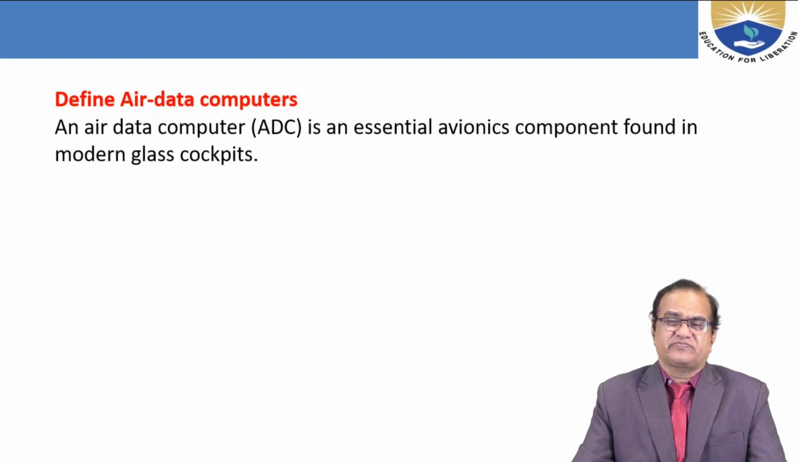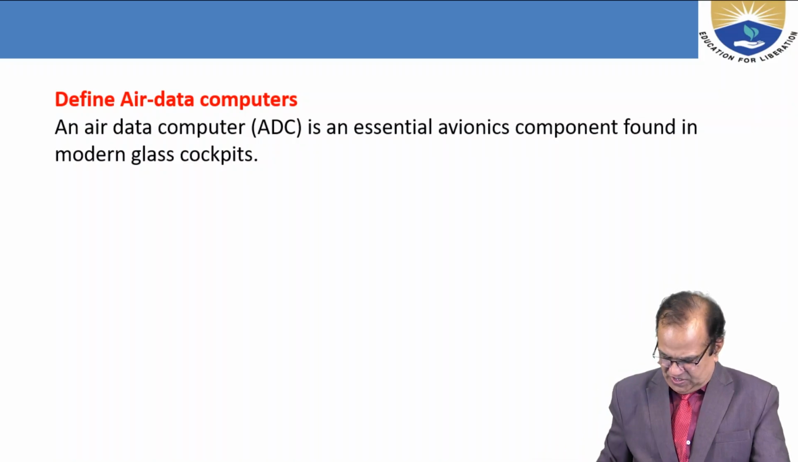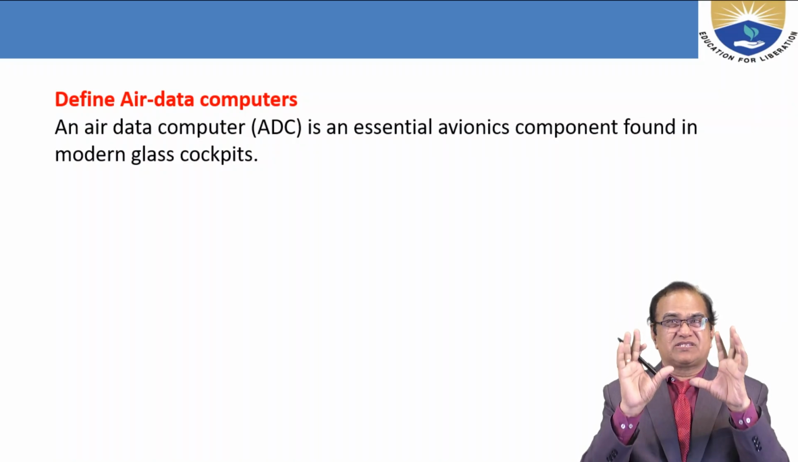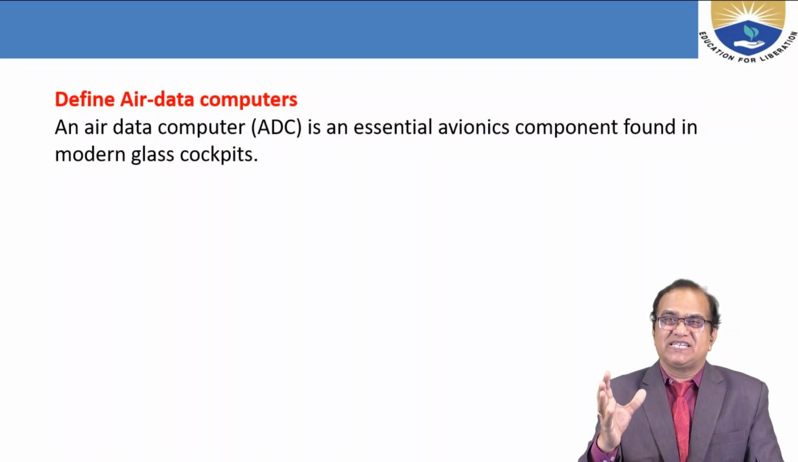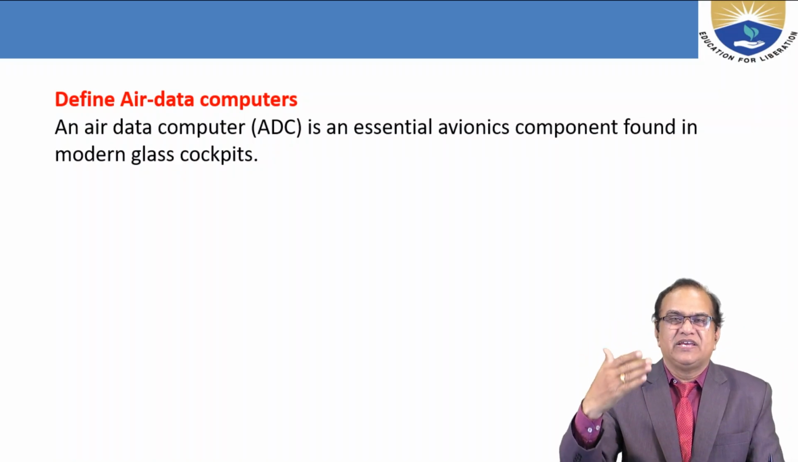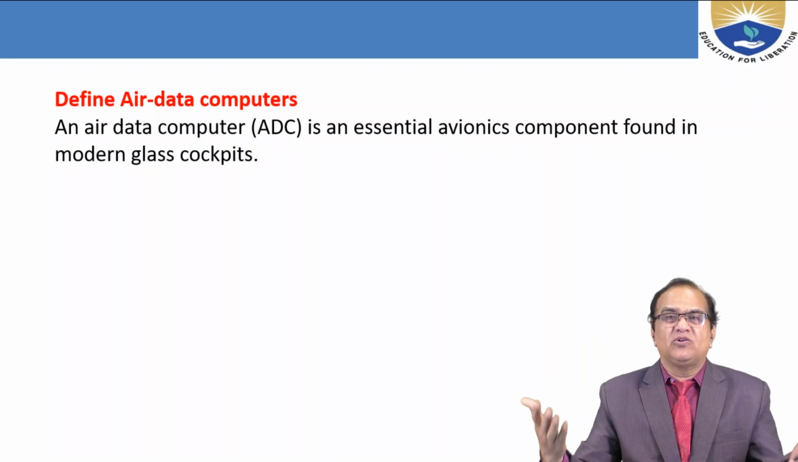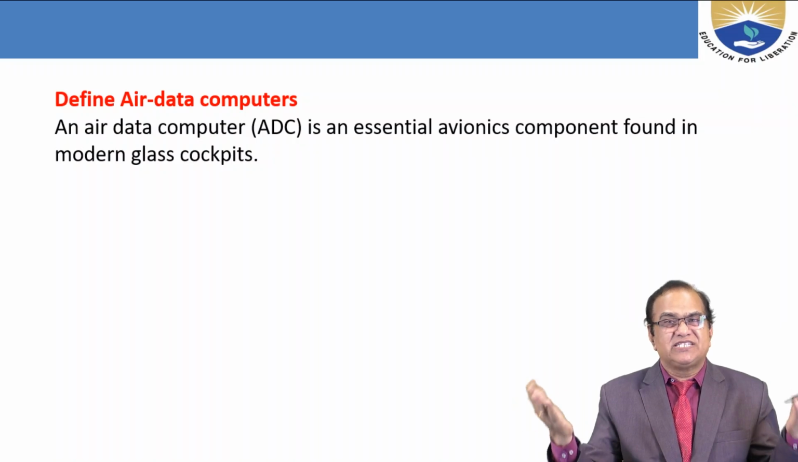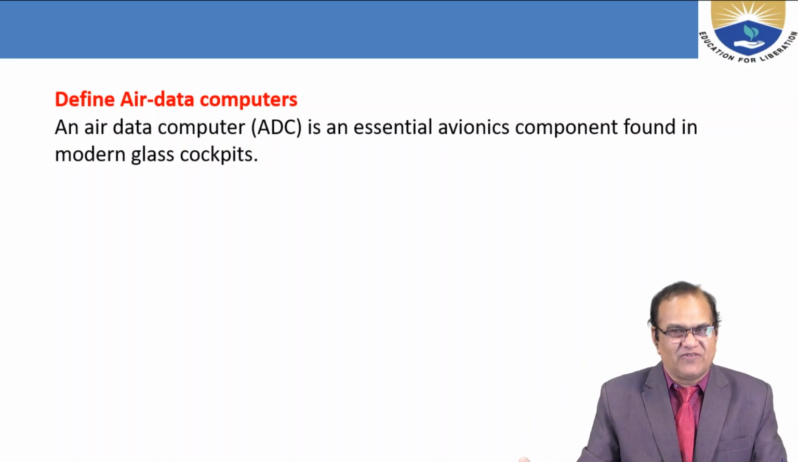So, an air data computer, ADC, is an essential avionic component found in the modern glass cockpit. This air data computer is very much essential so that the pilot can see on the screen and take action, and he or she will know what the speed is, what the altitude is, and any other things. It is also fed to the autopilot as and when required.